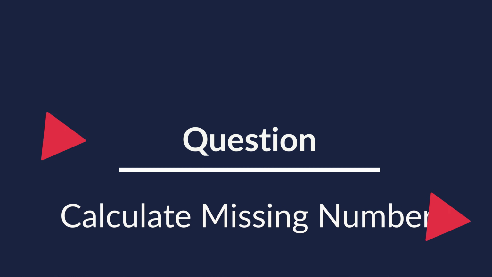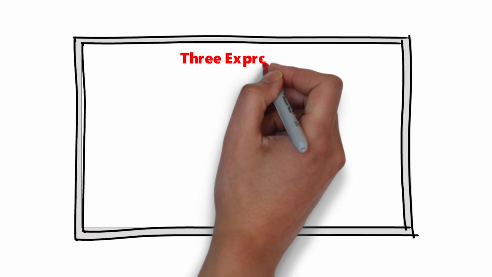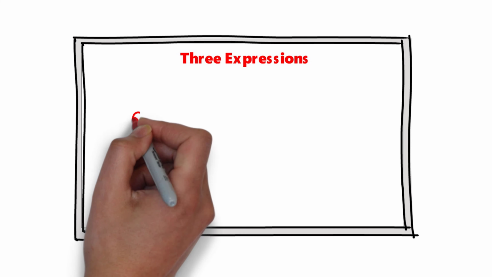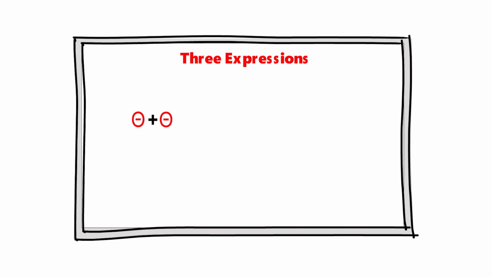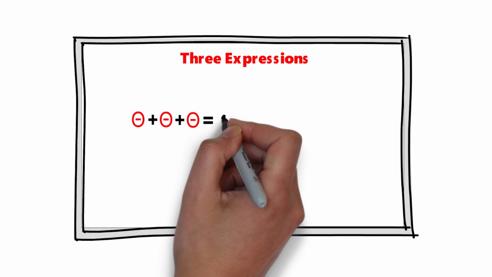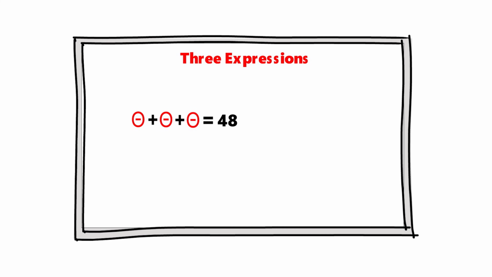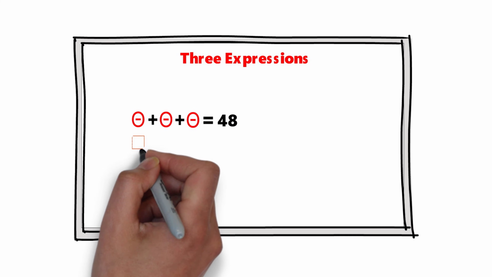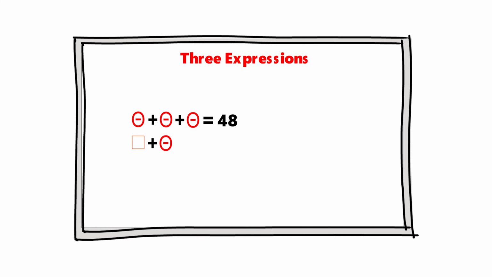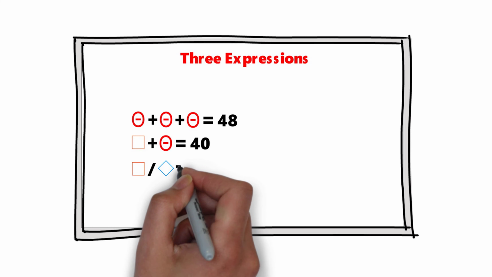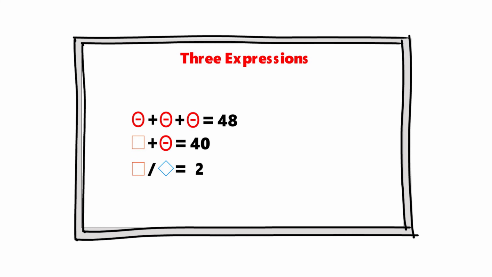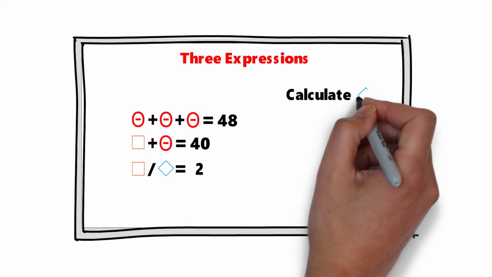Here's the cool question which is frequently used in the test. You're presented with 3 expressions. Circle with the dot inside plus another circle equals 48. In the second expression, you add square plus circle and the result equals 40. And in the third expression, you divide square by the diamond and the result is equal to 2. So you need to calculate the diamond.